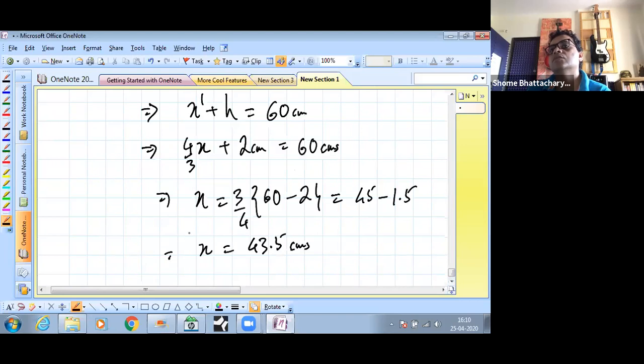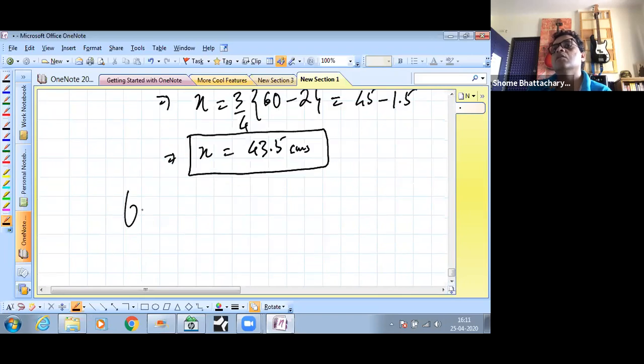x, which was this. So now we have to find what distance? We have to find OP. So that will become x plus h. So that will become 45.5. So this should be my final answer, the distance OP.